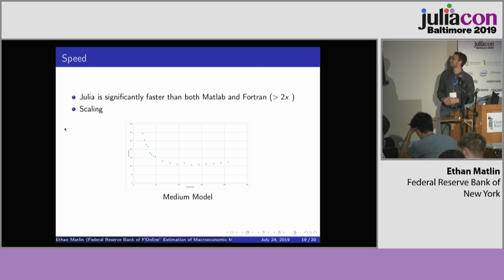Julia is significantly faster than both the MATLAB and the Fortran. It's at least 2 times faster. This depends sort of on the number of workers that you use, how they scale, what model you use, and some of the models that exist in the Julia aren't the same as in the MATLAB, but the base case is it's at least 2 times faster.